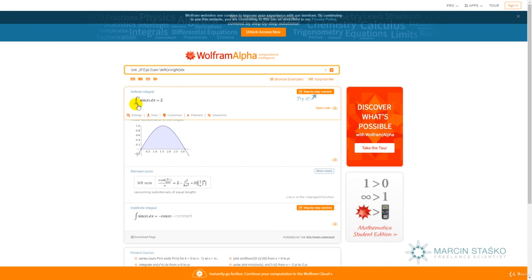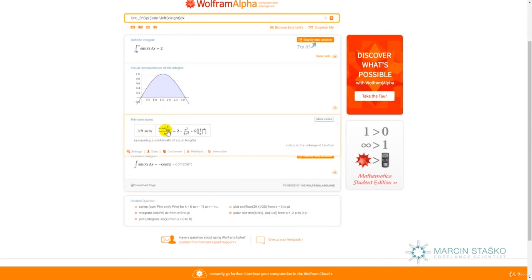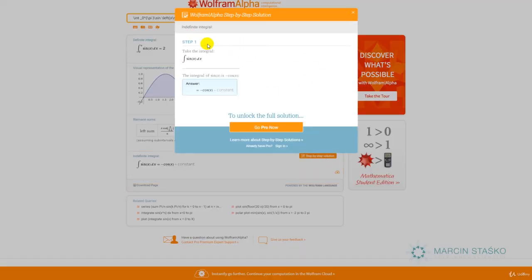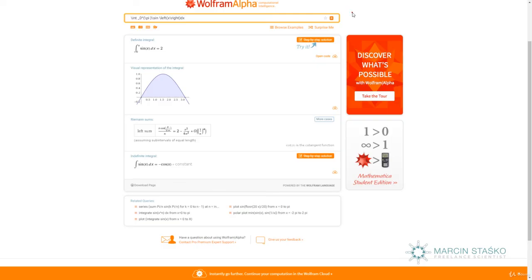the integral from 0 to pi of sinus x is equal to 2. You have the graph, visualization, left sum, indefinite integral. This is really useful when you learn how to solve this equation. You have the option to get a step-by-step solution. You have to buy the pro version, and you will get how to develop the calculation step by step. And thank you for your attention. Let's meet in the next lesson.